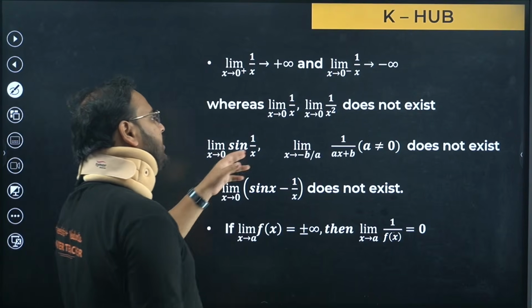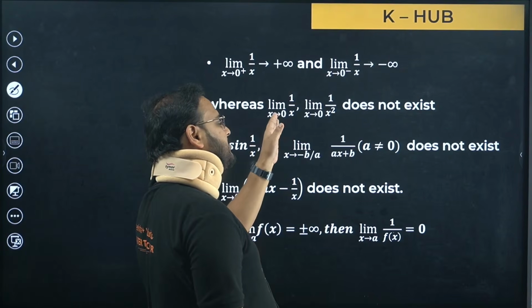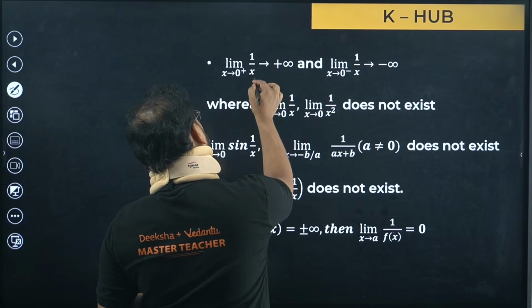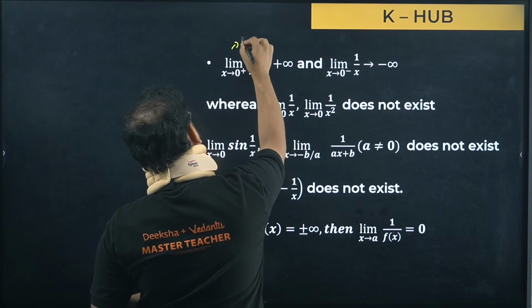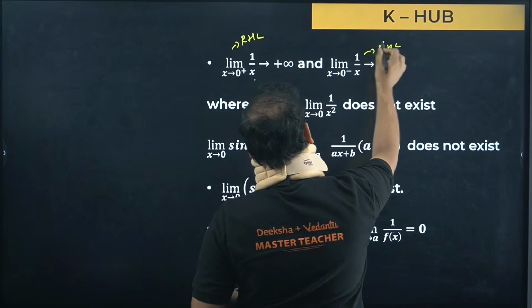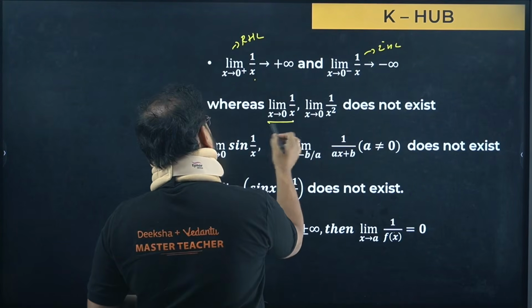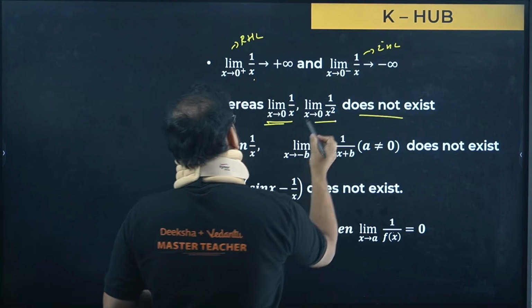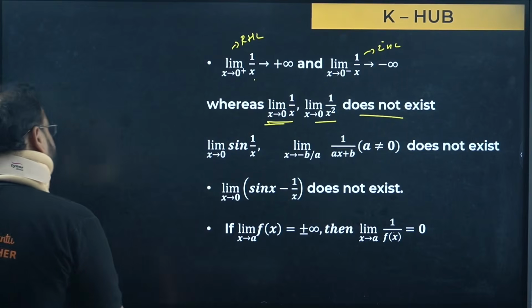If you have the limit of 1 by x, this is my RHL, this is my LHL. Are they equal, sir? They are not equal. That's why it is not defined. Same for 1 by x square also.